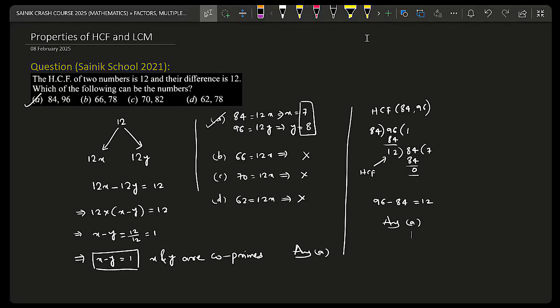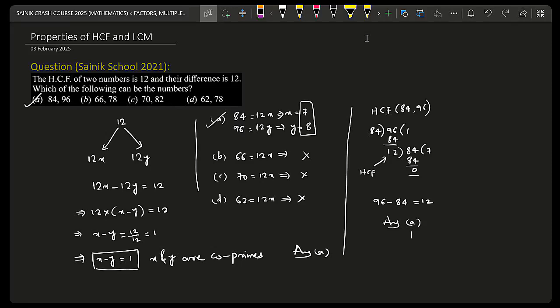So that number, let us call x. So it becomes 12x, right? Similarly, the second number will become 12y. And they said the difference between them is 12. So I can take 12 common. It will be 12 times (x minus y) is equal to 12, and I'll get x minus y is equal to 1. That means the difference between the quotients should be equal to 1. That is possible in option A. That's why option A is correct.